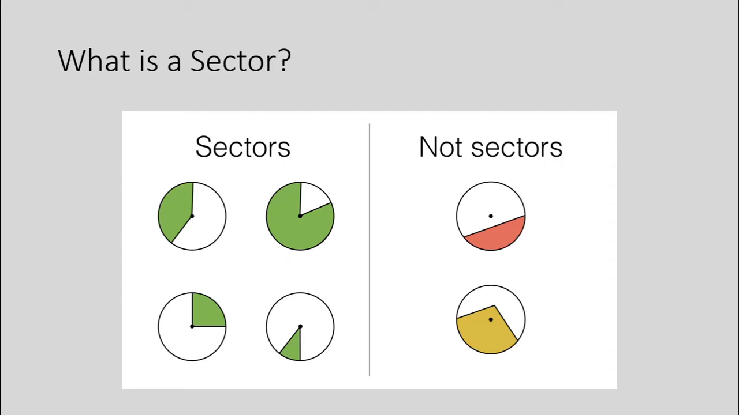This last diagram down here may look kind of like a sector, and they sometimes try to trick you about this on exams as well. Here we can clearly see that these two lines cutting through the circle are not radii because they don't reach the center point. So not a sector.